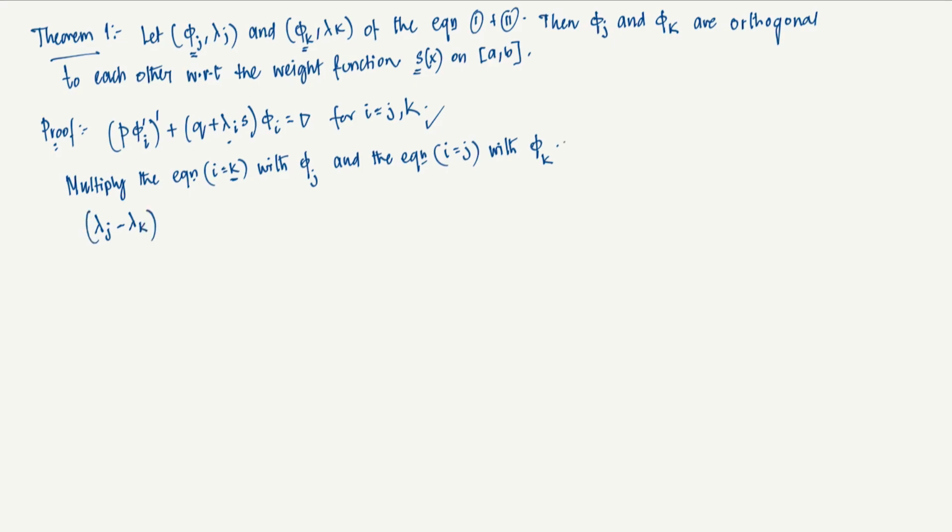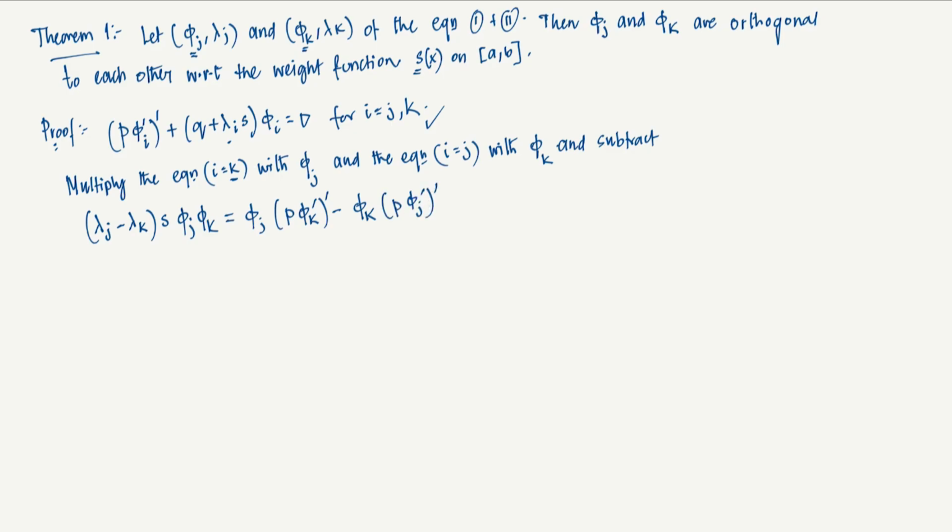and then you subtract and subtract and subtract. Then what do you get? Lambda j minus lambda k times phi j phi k. Okay, that will be equal to phi j, clear, and then (p phi k prime) whole prime minus phi k, and then (p phi j prime) whole prime. I hope this is clear.